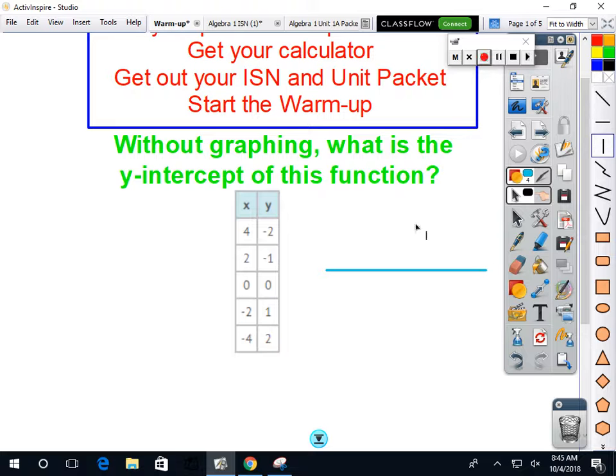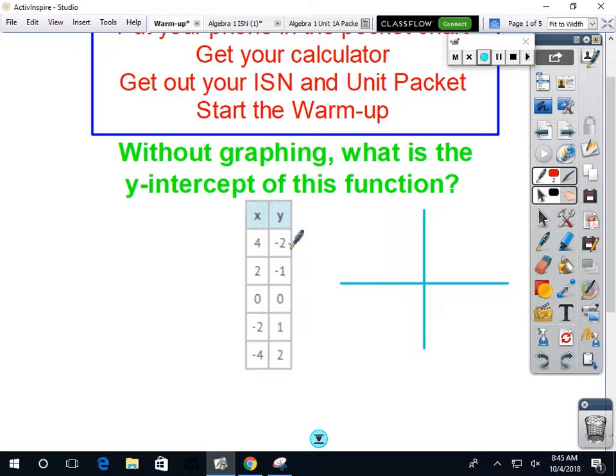So even though it told us not to, I am going to graph it so that you'll understand. 4, -2 means you would go right 4, down 2. So that point would sit here. Is that a y-intercept? No. 2, -1 means you would go right 2, down 1. Is that a y-intercept? No, it's not on the y-axis either.